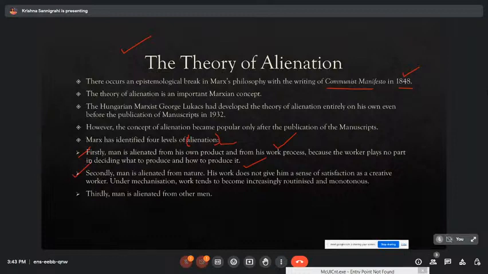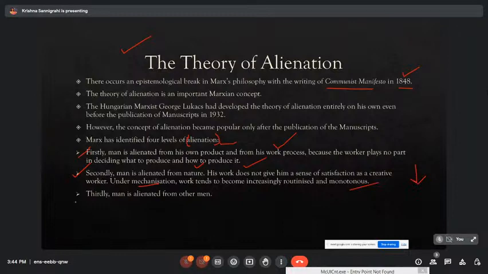Secondly, what happened? Due to industrialization, man is alienated from nature. His work does not give him a sense of satisfaction as a creative worker. Under mechanization, work tends to become increasingly routinized and monotonous. So the work which you are doing becomes a very routine life. It becomes monotonous, means it becomes boring. So he is actually talking about the way in which, in the world of machines, we are also becoming like machines, doing routine work in a monotonous and not interesting way.